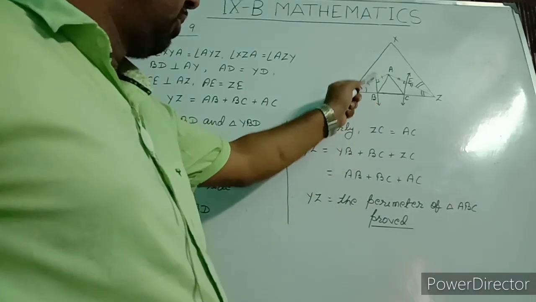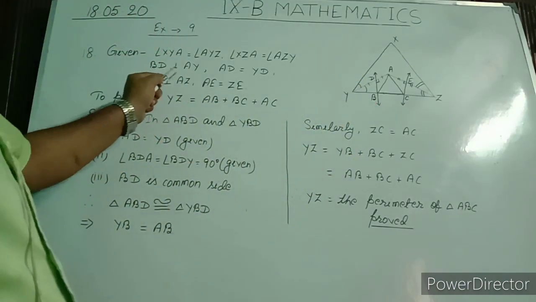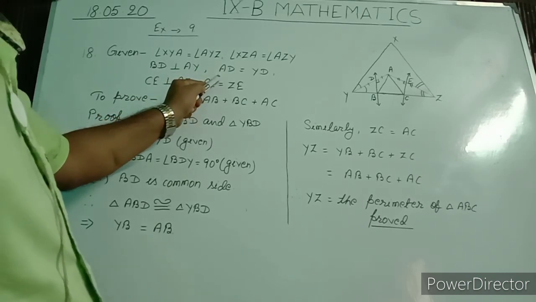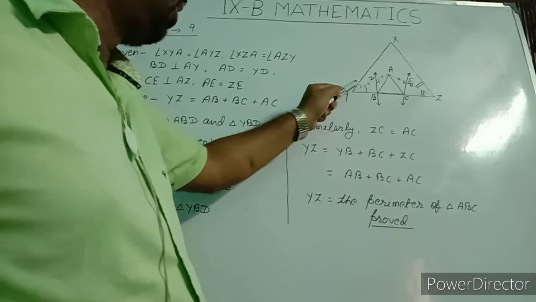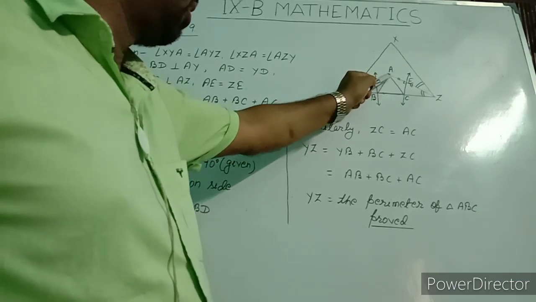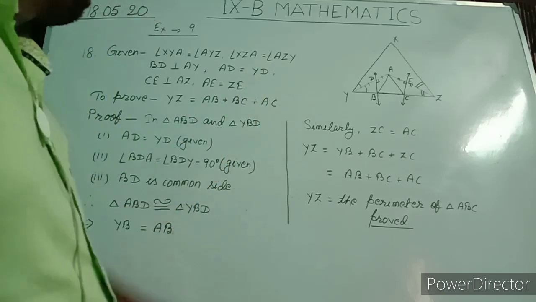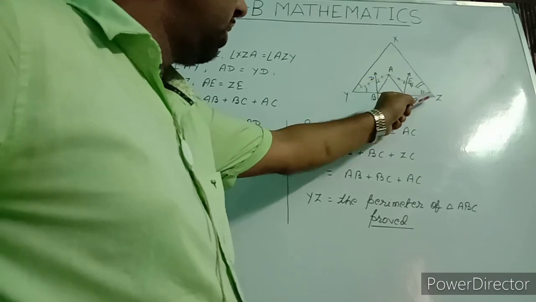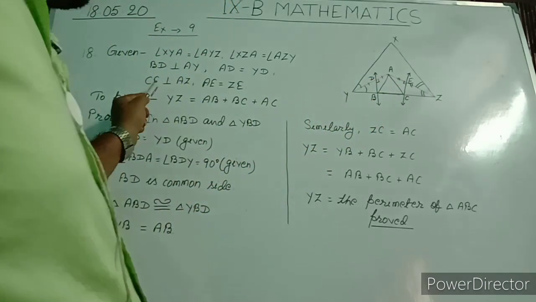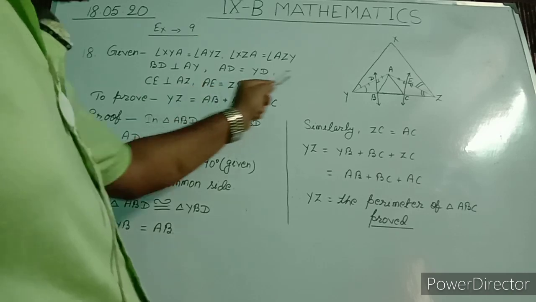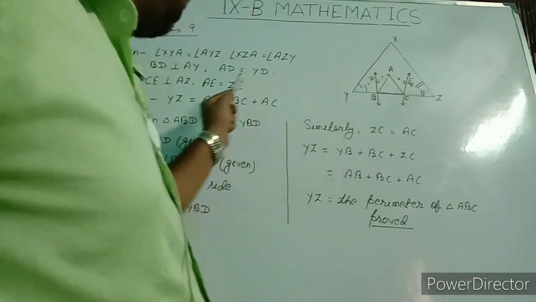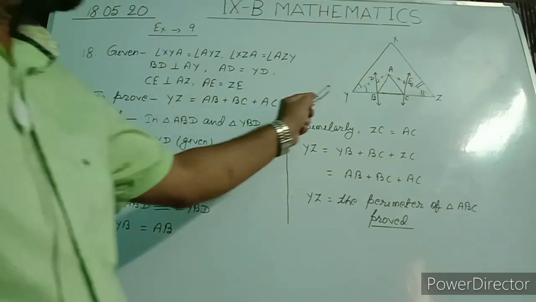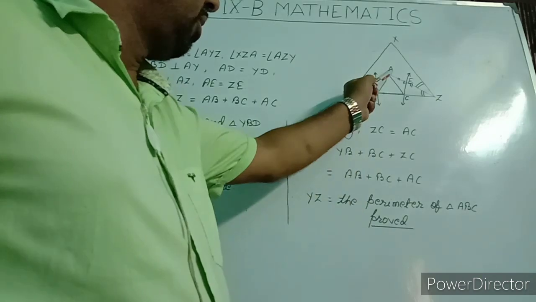Since BD is perpendicular bisector, so I wrote here BD is perpendicular to AY and AD is equal to YD. Perpendicular 90 degree bisector, this part and this part, these two will be equal. Similarly, CE is the perpendicular bisector of AZ, therefore CE is perpendicular to AZ and AE is equal to ZE. This much is given information, and we are asked to prove YZ is equal to the perimeter of triangle ABC.